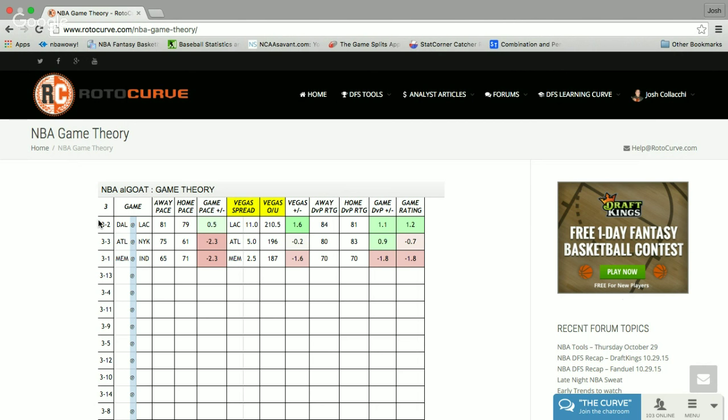The first game here, as you can see, is the day of the season. This is the 3rd day of the NBA season. There are 3 games listed today. Of course, Dallas at the Clippers, the Hawks against the Knicks, and then Memphis against the Pacers.